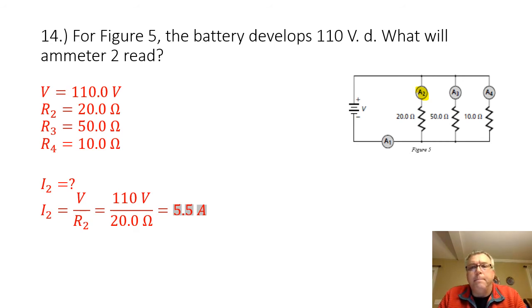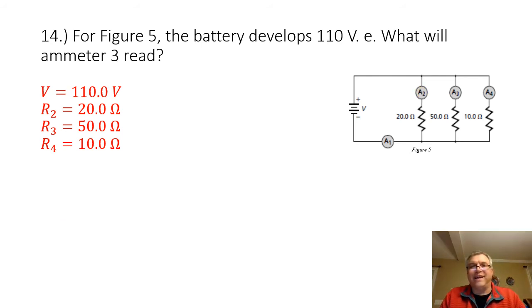Because in a parallel circuit, the voltage is going to be the same across each branch of the circuit. And I know in order to find the current going through the 20 ohm resistor, I need to use just the resistance of that individual resistor. So 110 volts divided by 20 ohms is going to give me a current of 5.5 amps.